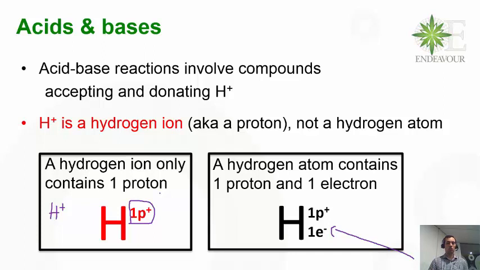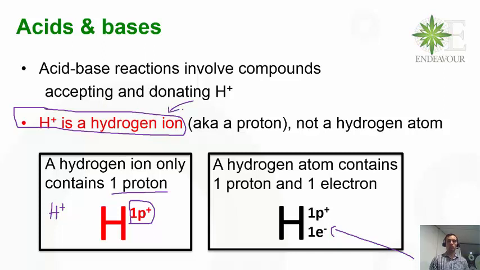So hydrogen has no neutrons. So technically, H plus is just one single subatomic particle, and that subatomic particle is the proton. So it's important that we realize that acid and base reactions involve the movement of this H plus ion rather than a hydrogen atom. The reactions that move hydrogen atoms are the redox reactions. So we saw those in an earlier session. Today we're focusing on the movement of H plus, not the hydrogen atom.